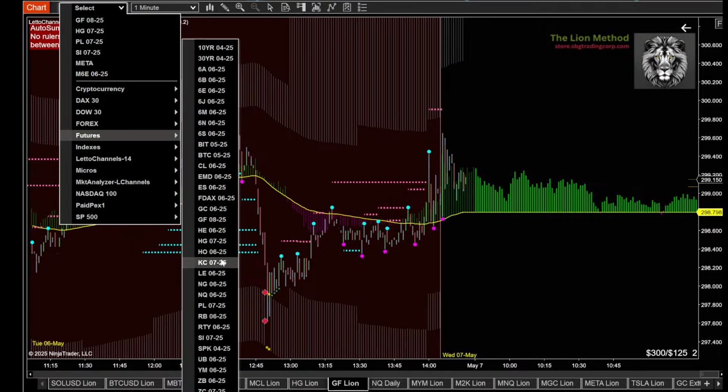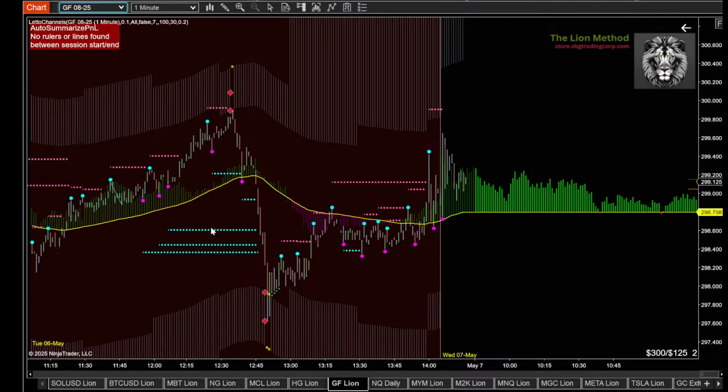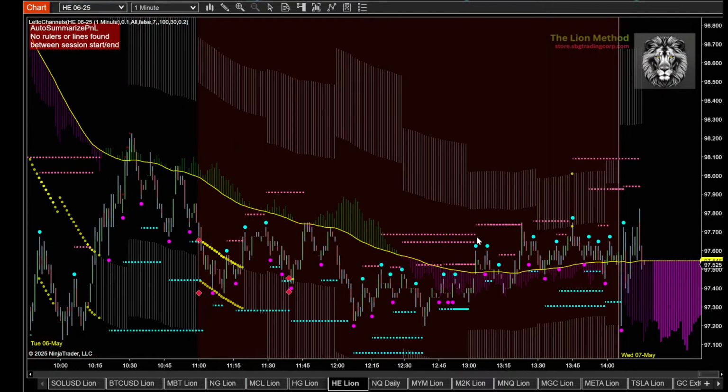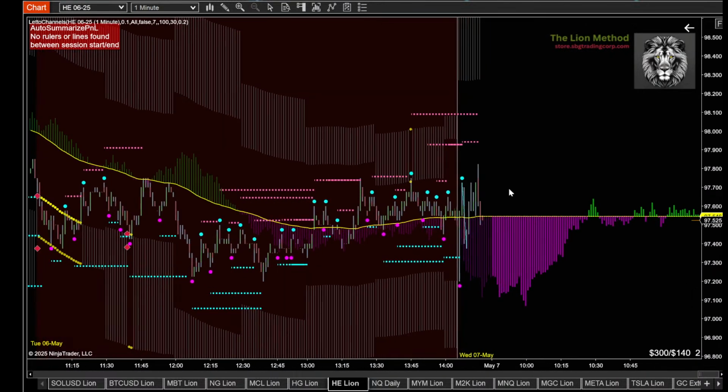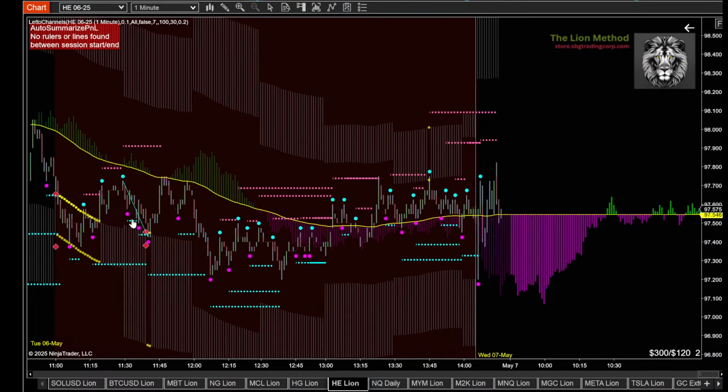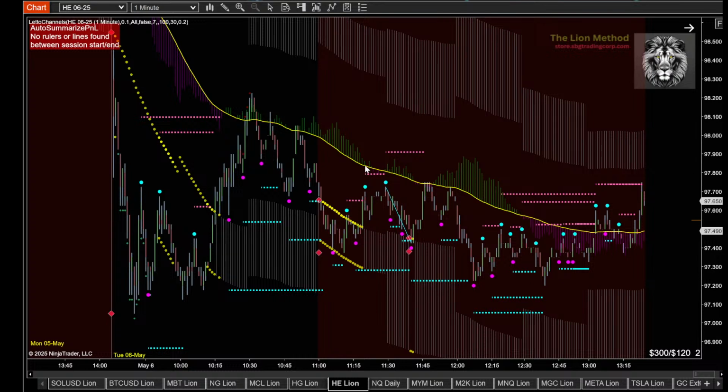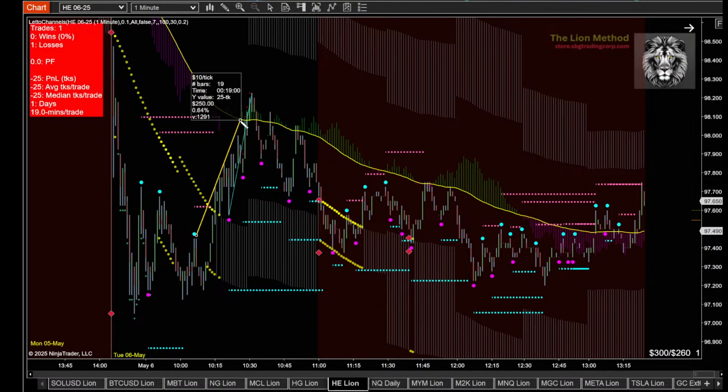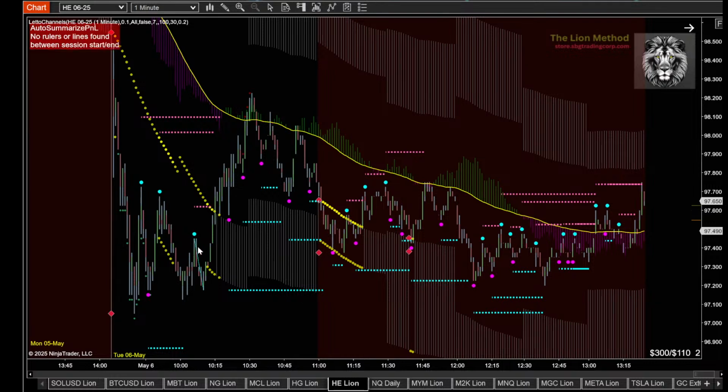Okay, let's see, we got HE, which is lean hogs. This can be a real interesting play. We actually had some trades, little scalp trades that worked out yesterday. Here's a nice one. Boom, that would have been a great one. We're oversold. We got yellow dots everywhere. And had you held on for the full target, that's a big trade. That would have been a $250 move in lean hogs. Very little risk. The risk here is just $110 per contract. Boom, boom.